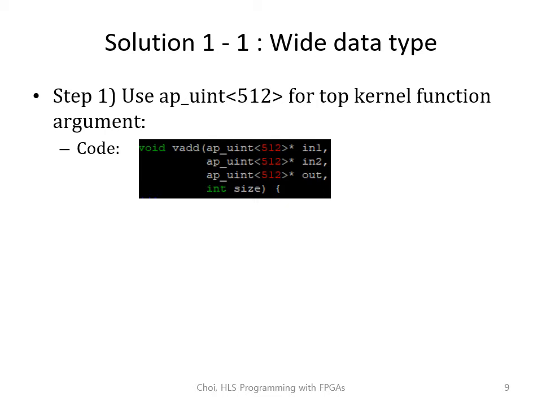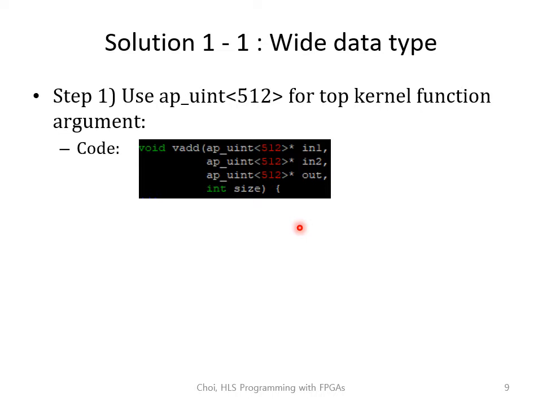There are 2 ways to solve this problem. The first method is to use a wide data type. That is a user type ap_uint<512> for the top function argument. We have seen this type in the fixed point representation. It means that we're using a custom bitwidth type of 512 bits. So we're going to change the top function argument like this.